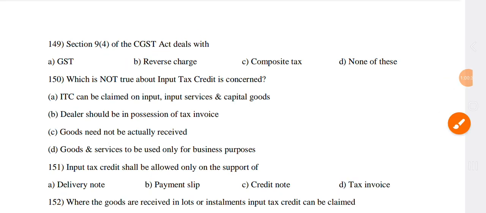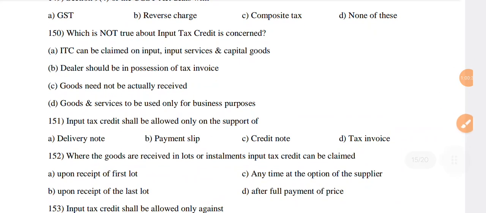Next question. Which is not true as far as the input tax credit is concerned? Option A ITC can be claimed on input services and capital goods. B dealer should be in possession of the tax invoice. C goods need not be actually received, and D goods and services to be used only for business purpose. And the correct option is C.